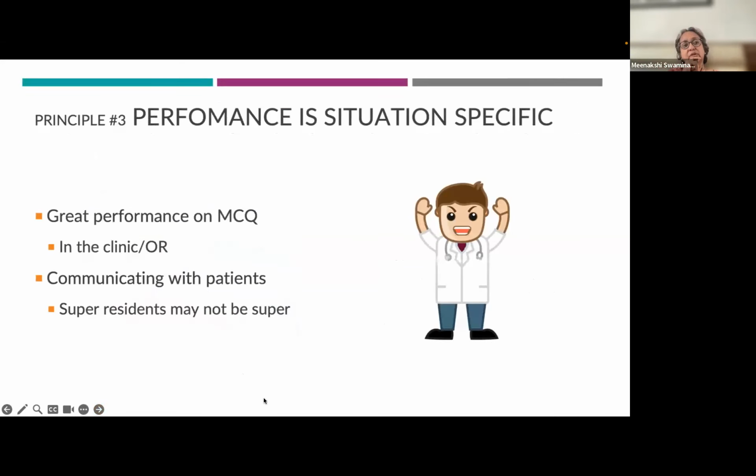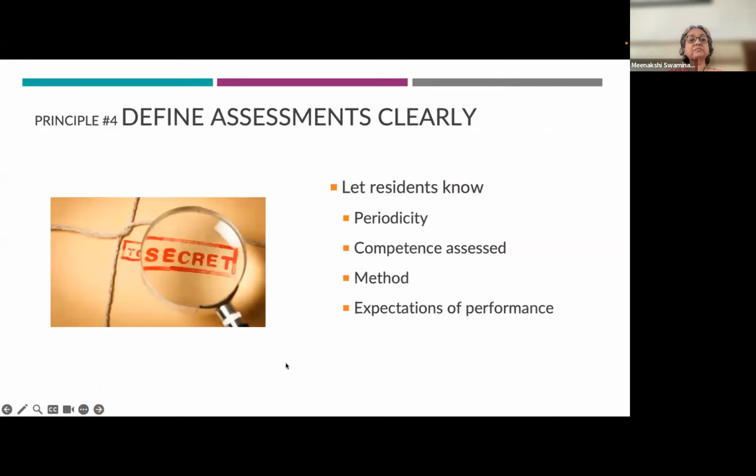Principle number 3 is performance is situation specific. What do we mean by that? Someone who's doing great on a written test or an MCQ may not be that great in the clinic or the OR, and may not be that good with communicating with patients. So when you think a resident is a super resident, they may end up not being that super after all.